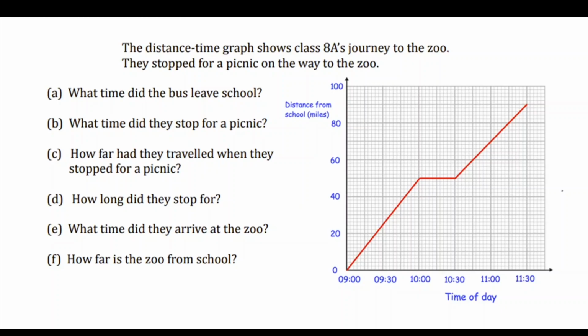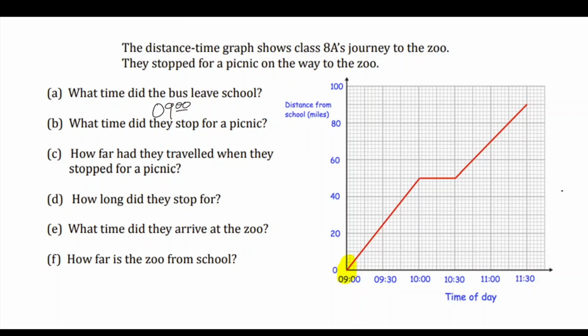Well, we're going to try and track the beginning of the journey, which is right here at the beginning of the horizontal axis, 9 o'clock. That's the time that they left school. The distance from school was 0, so we know that that's the beginning of the journey.